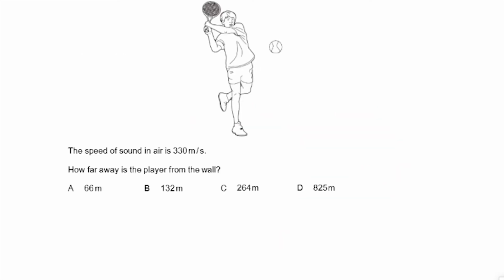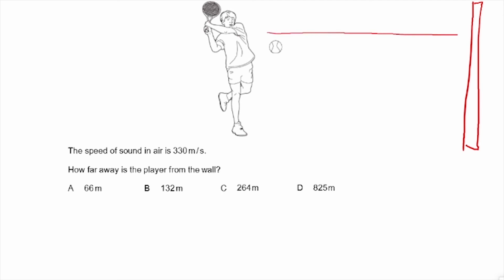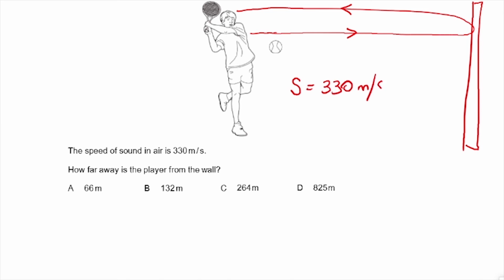A tennis player hits a ball hard, and 0.4 seconds later, he hears the echo from the wall. So this is the tennis player, this is the wall. It means that when he hits this ball, sound waves are going to travel, hit the wall, and afterwards get back to his ear. Then they're saying the speed of the sound in air is that. So while these sound waves are traveling, they are traveling at a speed of 330 meters per second.